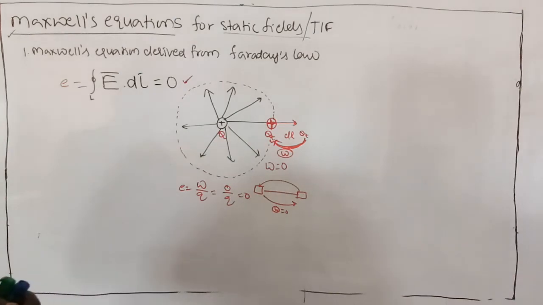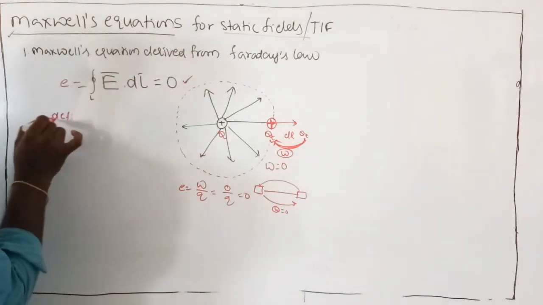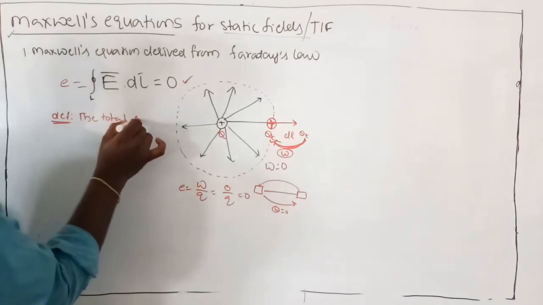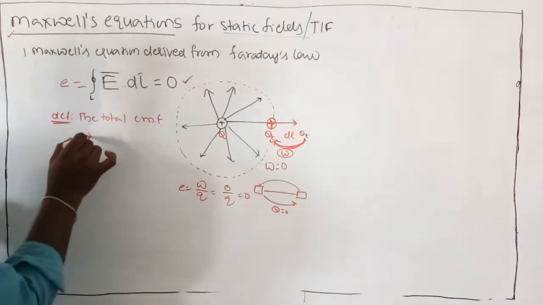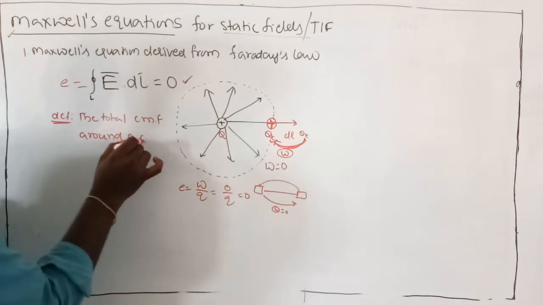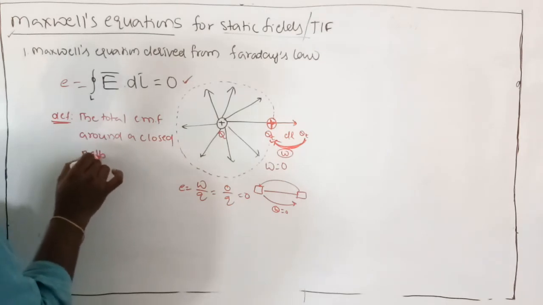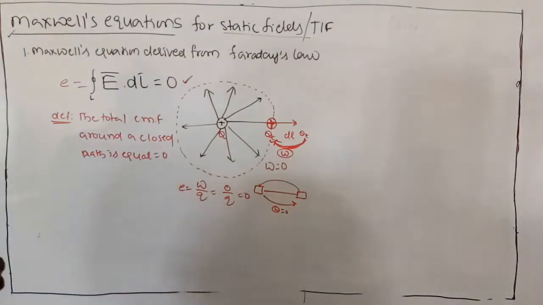Now this is about Maxwell's equation derived from Faraday's law. You can write the definition of Maxwell's equation derived from Faraday's law like this: the total electromotive force, EMF, around a closed path is equal to 0. Like this you can define Maxwell's equation derived from Faraday's law.